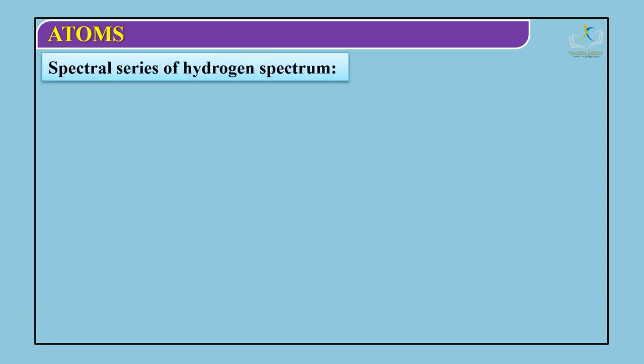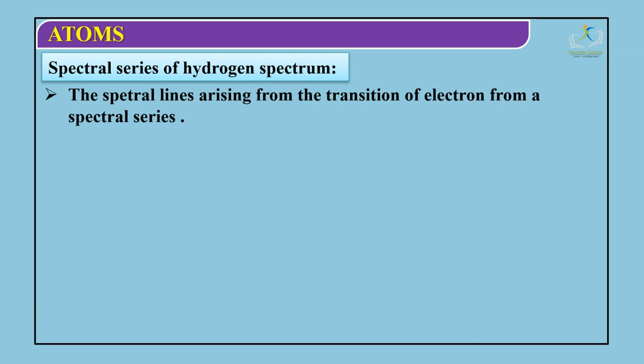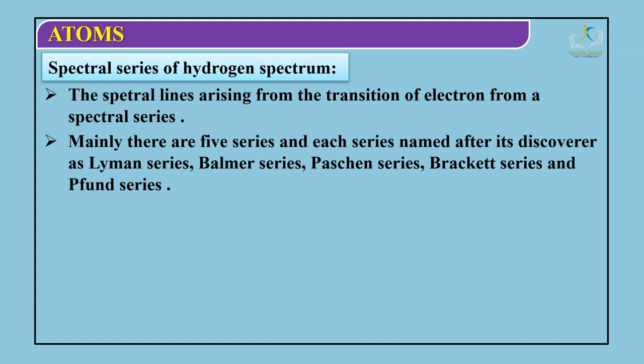Spectral series of the hydrogen spectrum. The spectral lines arise from the transition of electrons. Mainly there are 5 spectral series, each named after its discoverer: the Lyman series, Balmer series, Paschen series, Brackett series, and Pfund series. Some people say "P fund", but here we are pronouncing it as Fund series. So these are basically 5 series.